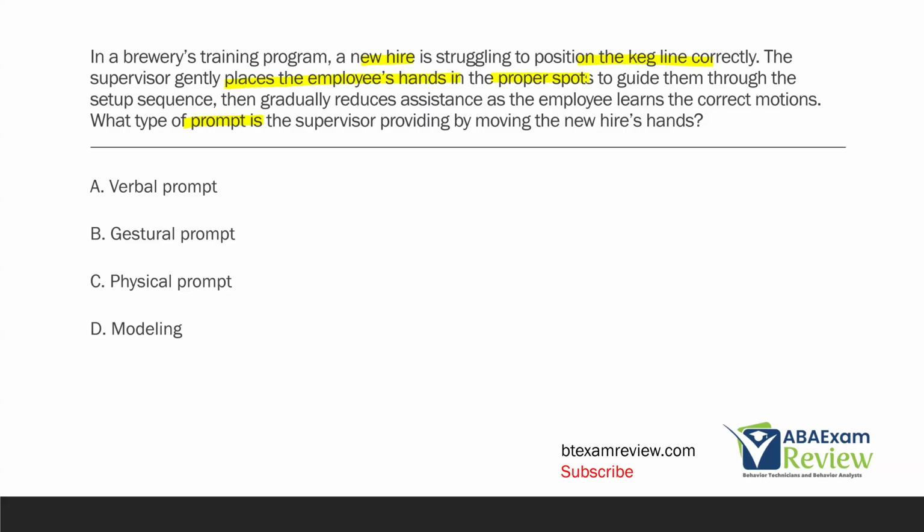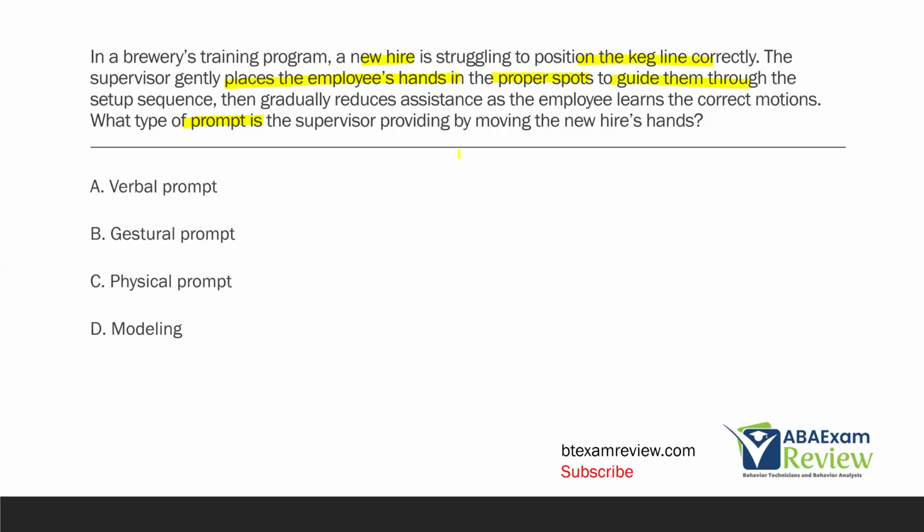Whenever you see something like that, where the supervisor or whoever is physically moving the client, or in this case, the new hire, it's clearly some sort of physical prompt, right? When we think physical prompts, we have partial physical prompts, physical prompts, full physical prompts, and graduated guidance. In this case, it looks like more or less full physical prompts, where they're putting the hands in the proper spots to guide them through the setup sequence.